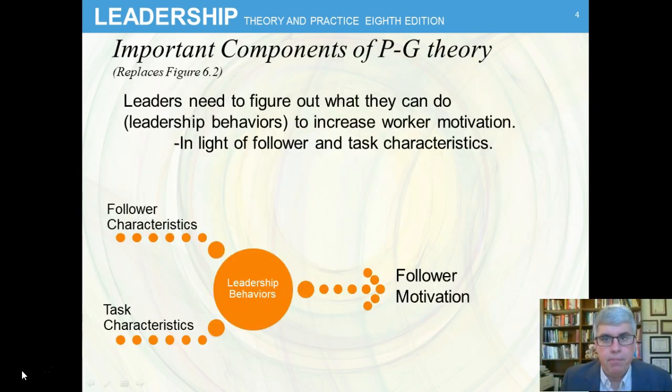Here are some important components of the path-goal theory. Notice that this figure that I've provided here is a little different than figure 6.2 in the textbook, because I think this figure is a lot more clear on what's going on. What we want to do is we want followers to be motivated. And the way that we're going to do that as leaders is through our behaviors. So we need to figure out what leadership behaviors motivate followers. And how do we determine what leadership behaviors? We need to consider the follower characteristics and the task characteristics, and that will determine what the appropriate behavior is to motivate the people that we're leading. So the purpose of path-goal theory is to help leaders figure out what type of behavior is appropriate to increase worker motivation in light of the follower characteristics and the task characteristics.